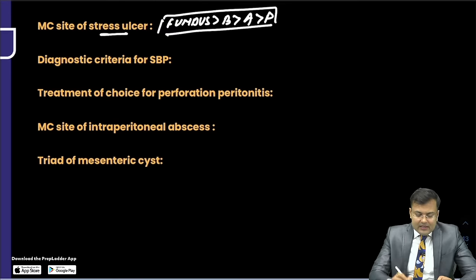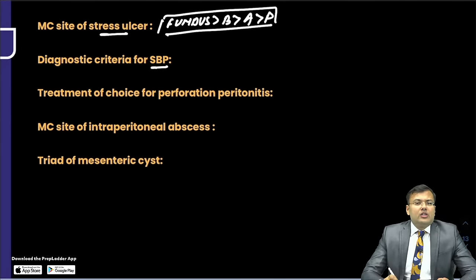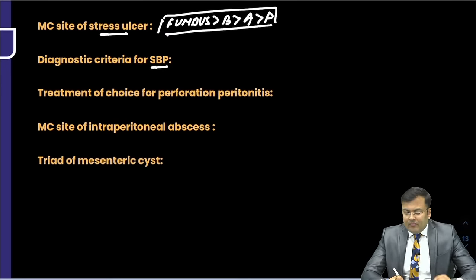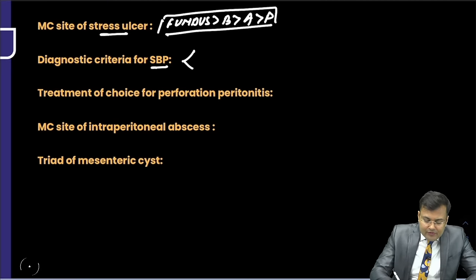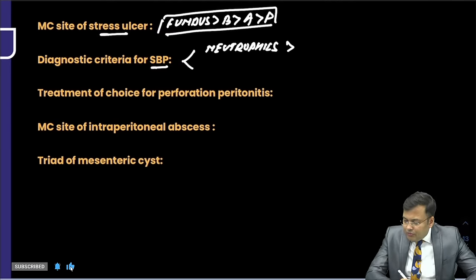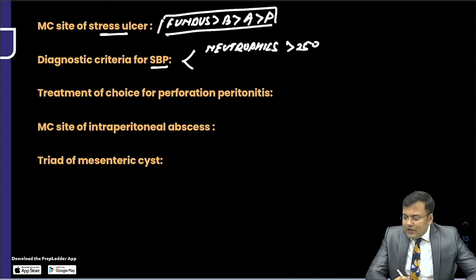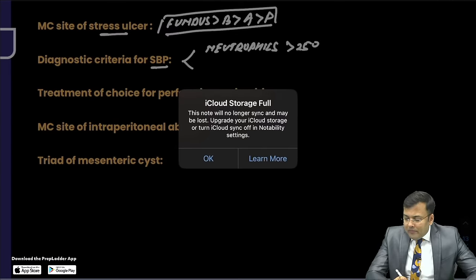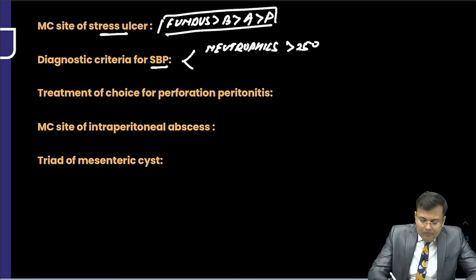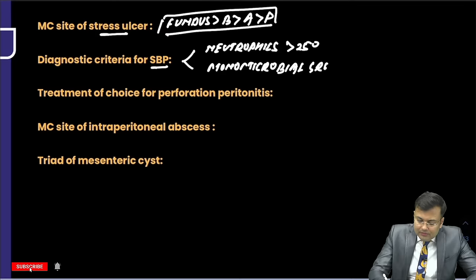Most common site, fundus. What is the diagnostic criteria for spontaneous bacterial peritonitis? SBP. On paracentesis, neutrophils, how much? More than 250. Very good, guys. And how many bacteria? Monomicrobial growth or polymicrobial? This is monomicrobial. This is a question of NEET PG. There is monomicrobial growth.